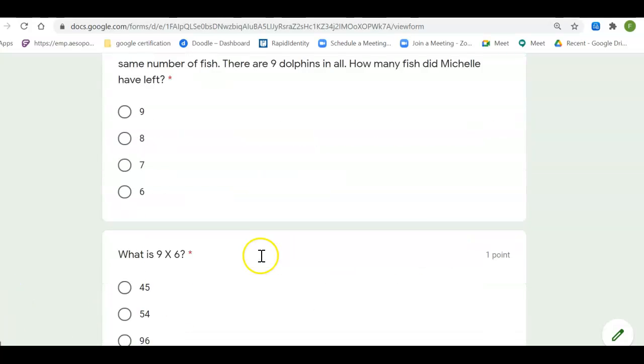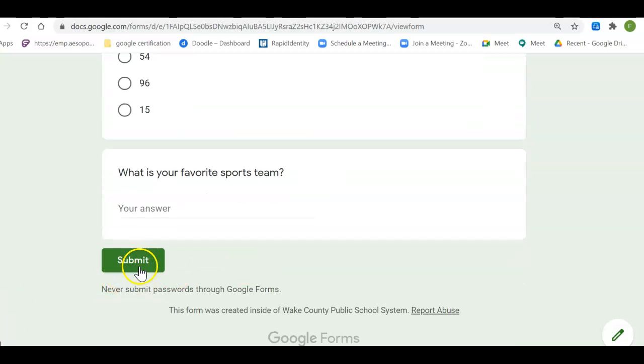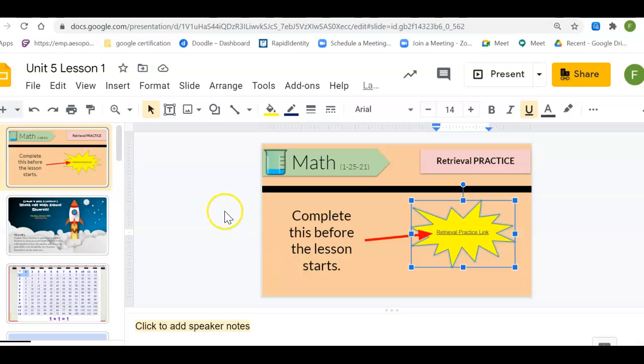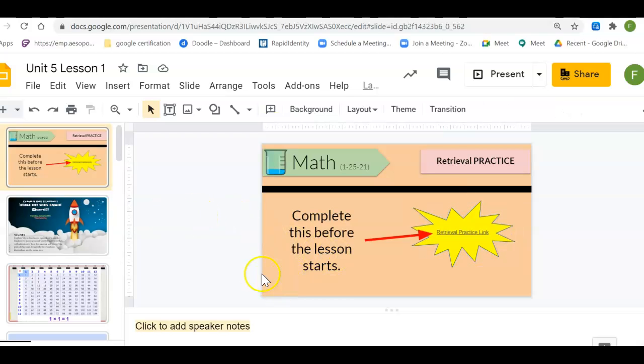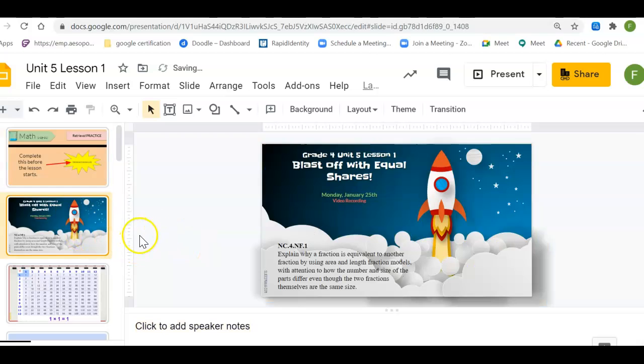Once you've finished the retrieval document, make sure to click on Submit. After you've finished with the retrieval document, go ahead and go to your next slide here, and this is the start of our lesson.